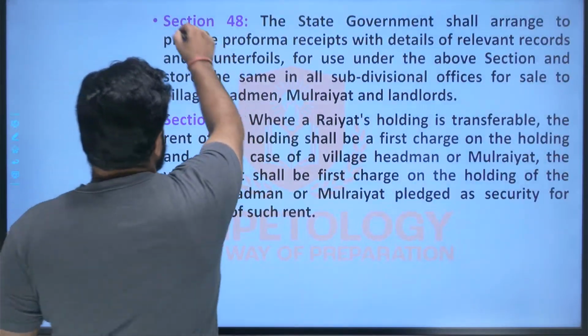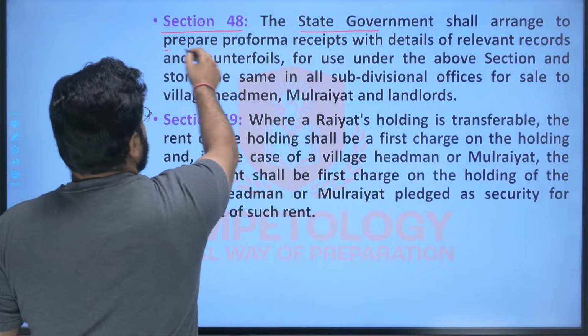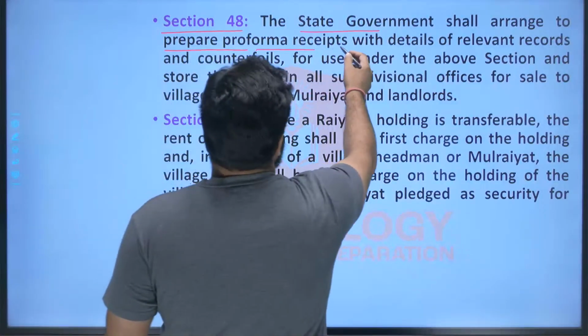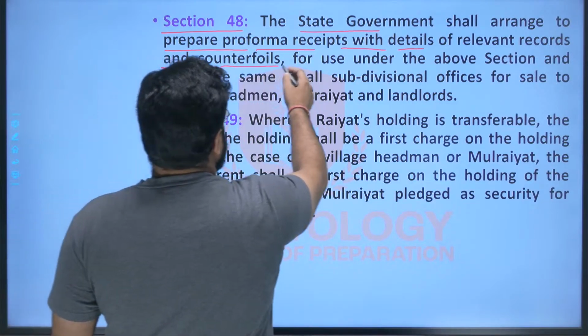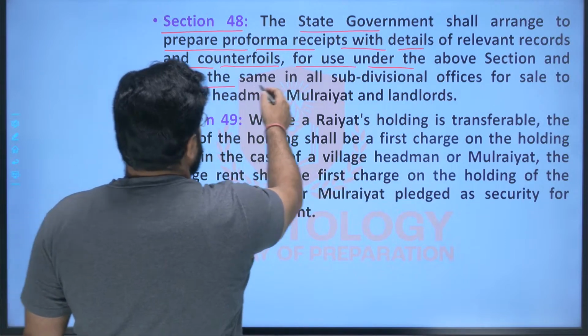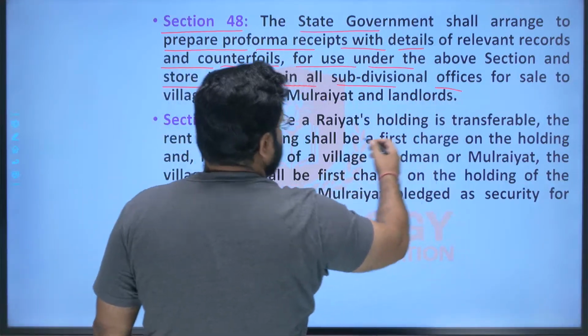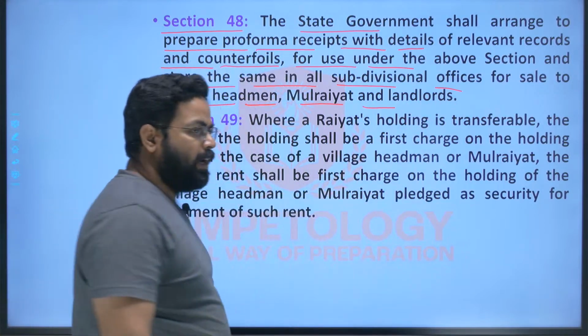Next, section 48, it says that the state government shall arrange to prepare the proforma receipt with details of the relevant records and the counter files for use under the above section, and to store the same in all the subdivisional offices for sale to the village headman, Mool Rayyat, and the landlord.